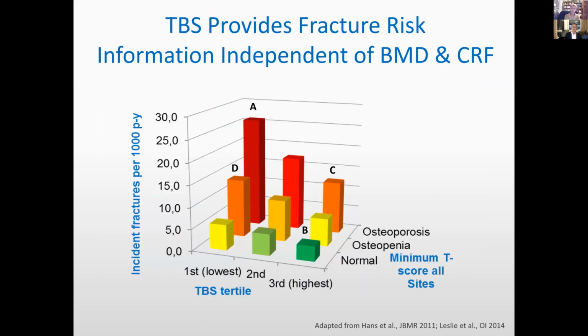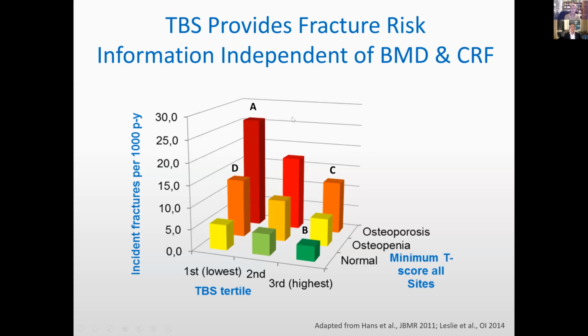Here, you see a 3D graph. On one axis you can see the BMD T-score, according to osteoporotic, osteopenia, or normal. And on this axis, you have the TBS tertile. The lowest tertile means a bone strongly degraded. Obviously, if you have osteoporosis according to WHO, that means you have a low density, so it's a low density and a very degraded structure. The redder the bar, the higher the chance of fracture, and the higher the bar, the higher the chance as well.